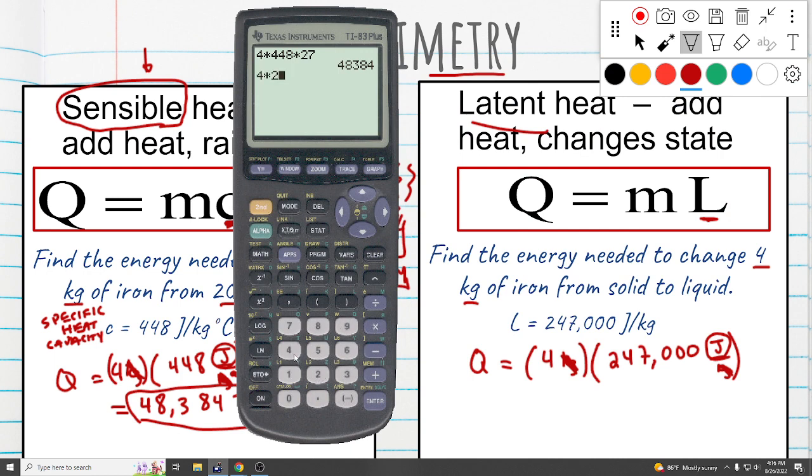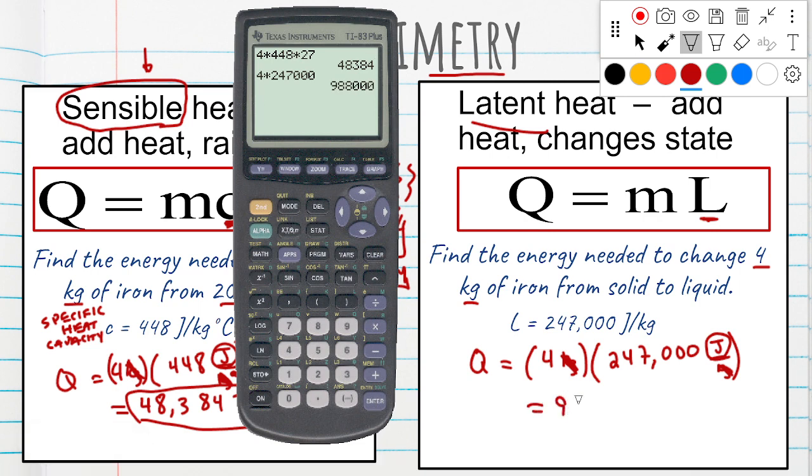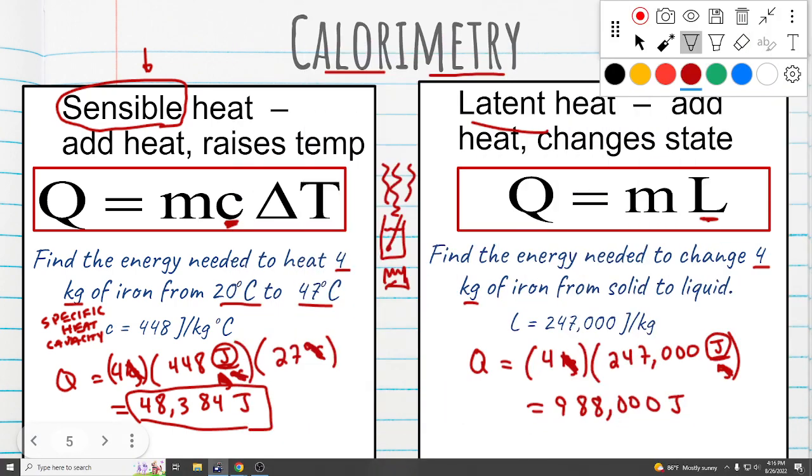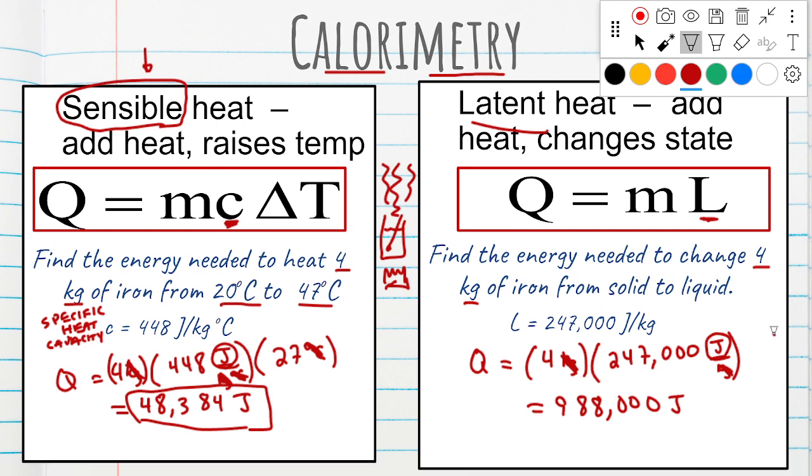4 times 247,000 is 988,000 joules, almost 1 million of heat that you'd have to put in to do that. Okay, that's calorimetry. I don't need you to go all crazy with that, but it's kind of neat to know and to think about how much heat does it take to change the temperature of a substance, how much heat does it take to change the state from a solid to a liquid or a liquid to a gas, and we can do that pretty easily.